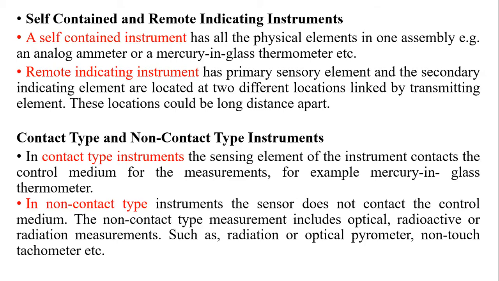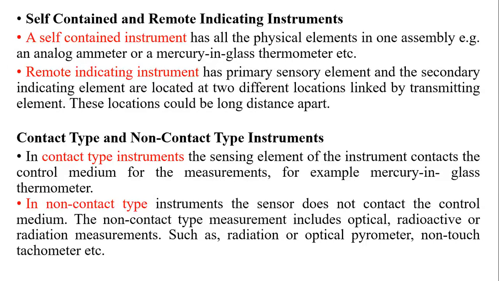And this is a self-contained instrument. Nothing is externally worked, or nothing we provide externally. We just dip that bulb inside a liquid or any kind of matter or quantity, and we get the reading accordingly. But in the case of a remote indicating instrument, the primary sensor element and secondary indicating element are located at two different locations, linked by a transmitting element.